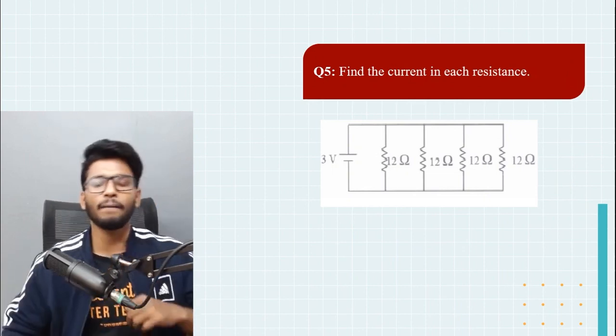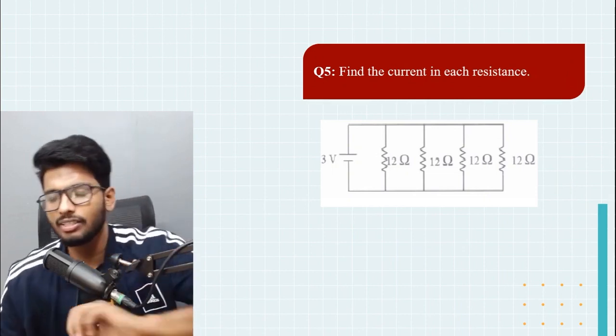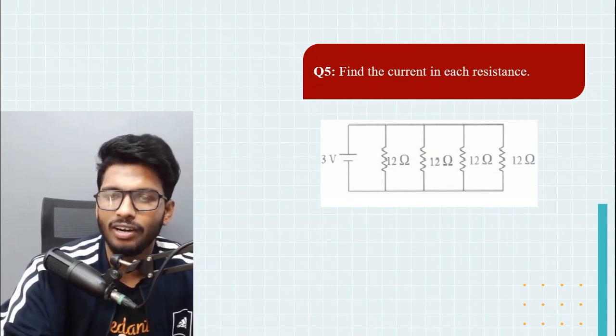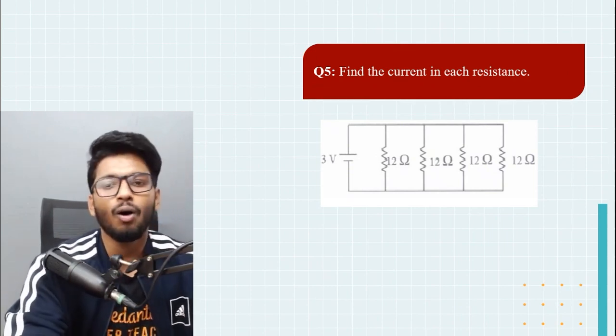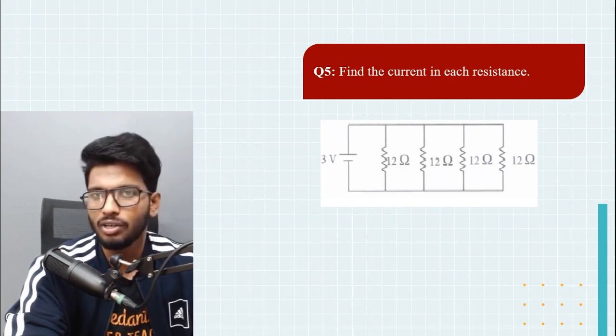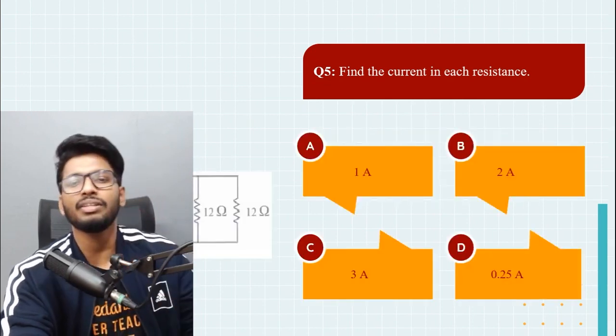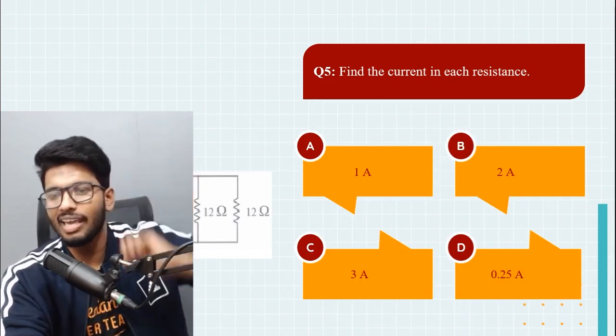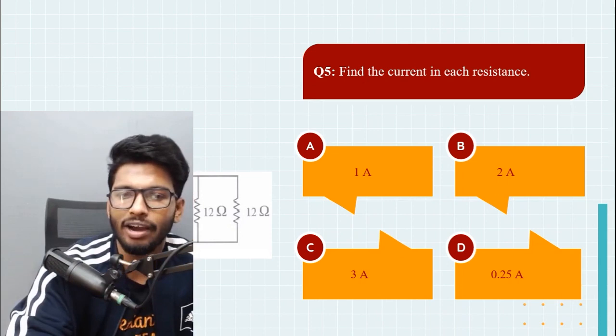All right, here's another one. Find out the current in each resistance given. There are 4 resistors given, each of 12 ohms, and you need to find out the current in each resistance. The voltage applied is 3 volts. What will be the current flowing through each resistor here? Options are 1 ampere, 2 amperes, 3 amperes, and 0.25 amperes.